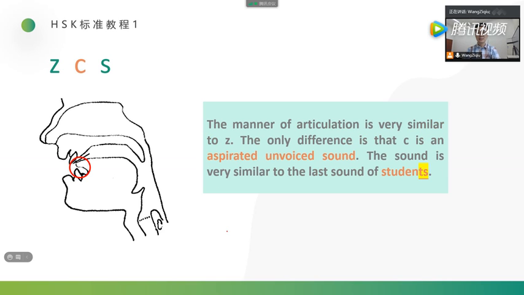This one. C. The manner of this one, C, is very similar to Z. The only difference is that C is an aspirated, unvoiced sound. The sound is very similar to the last sound of students. Students. You can have a try. C.